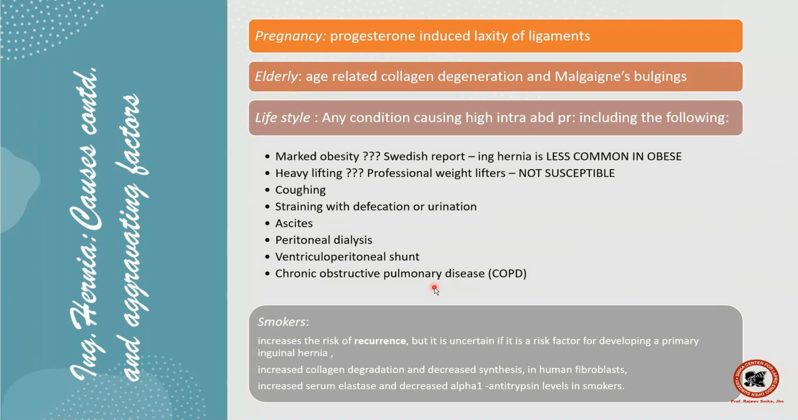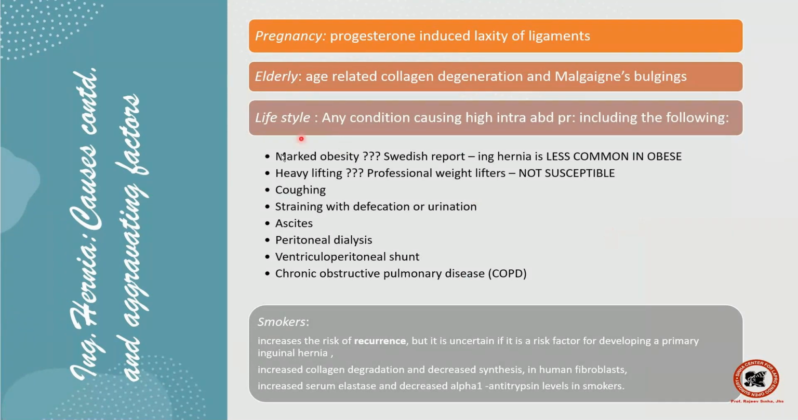So any condition which will lead to an increase in intra-abdominal pressure could be responsible for the formation of inguinal hernias. The reasons could be marked obesity, although a Swedish report has since said that obesity is probably not a common cause for inguinal hernias. Weightlifters, professional weightlifters, are not susceptible to direct inguinal hernias, but coughing, straining with defecation or urination, ascites, peritoneal dialysis, ventricular shunts, and chronic obstructive airway disease are all important causes which could lead to the genesis, but more importantly, propagation of an inguinal hernia.